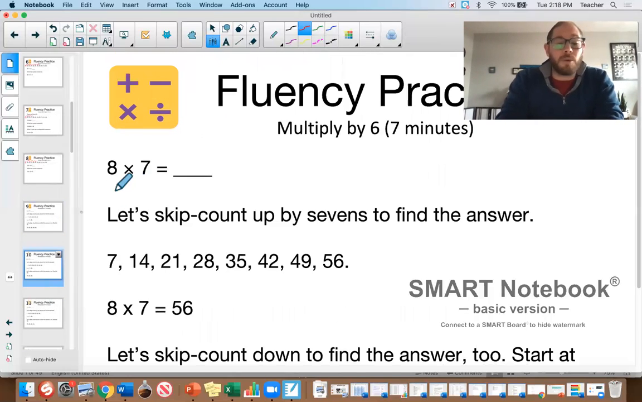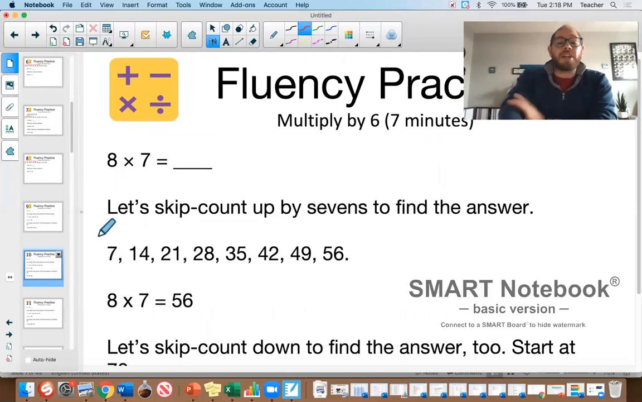Let's move on to our next screen. They want us to count by 7s to get up to 8 groups of 7. So I'm going to stop when I have 8 fingers showing. Let's get ready. 0, 7, 14, 21, 28, 35, 42, 49, 56. 8 times 7 is 56.